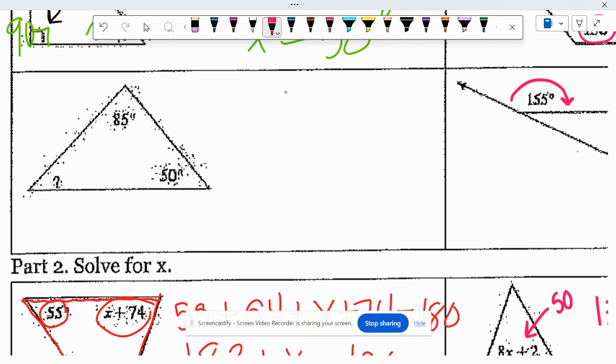Pretty easy, tell me. So 85 and 50 is 135. So 180 minus 135 is 45. 180 minus 135. Yep. Degrees. Yes, sir. It equals 45 degrees. Okay.